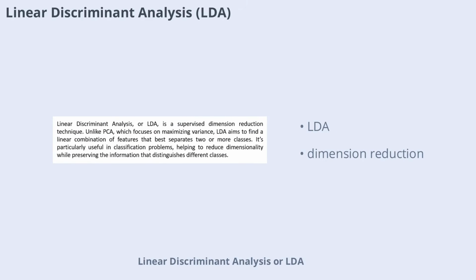Linear discriminant analysis, or LDA, is a supervised dimension reduction technique. Unlike PCA, which focuses on maximizing variance, LDA aims to find a linear combination of features that best separates two or more classes. It's particularly useful in classification problems, helping to reduce dimensionality while preserving the information that distinguishes different classes.